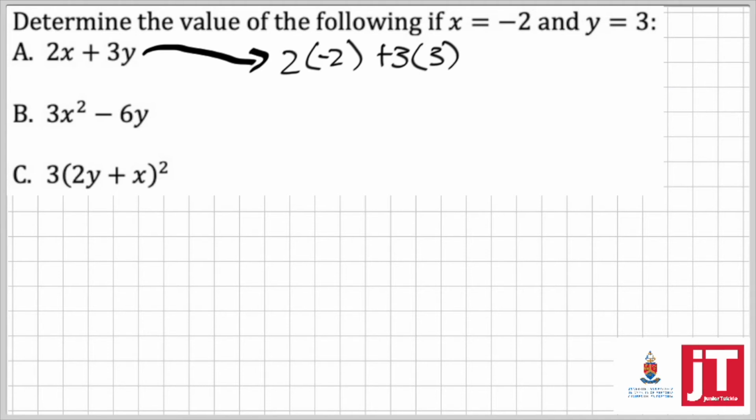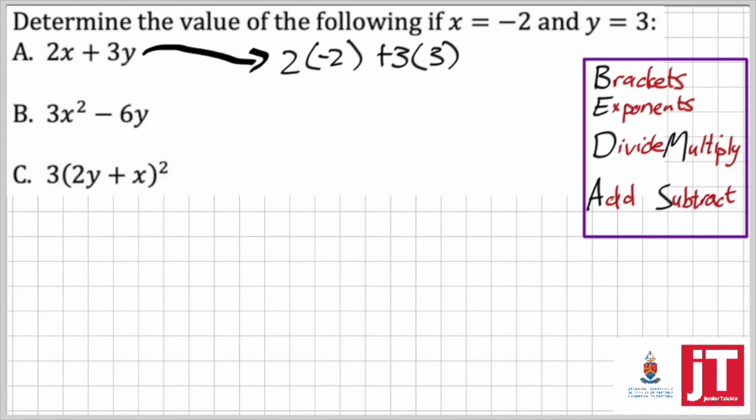But before I carry on, I must remember BED maths. I've got to first do brackets. So if there's brackets, I must try and calculate inside the brackets first. Then I calculate the exponents. Then I go towards divide and multiply, left to right. The same with add and subtract, left to right. I know this might be a little bit different than you're used to, but this is the way that I teach it to my guys, and it works.